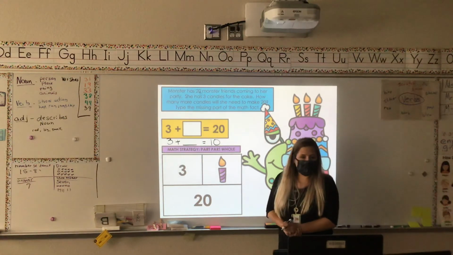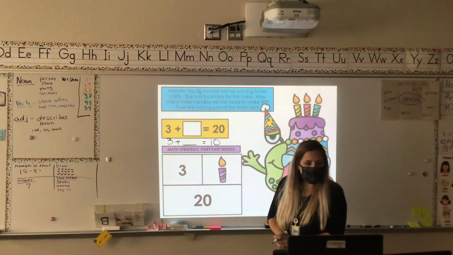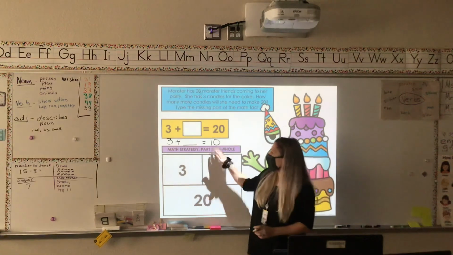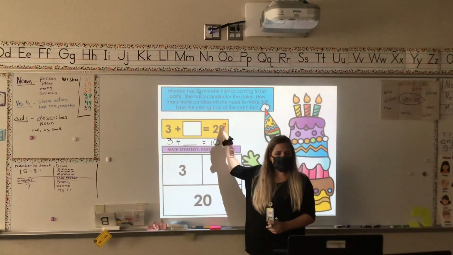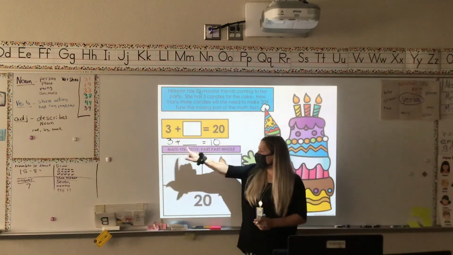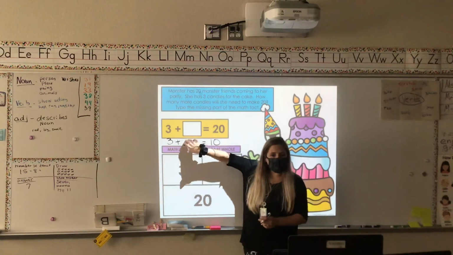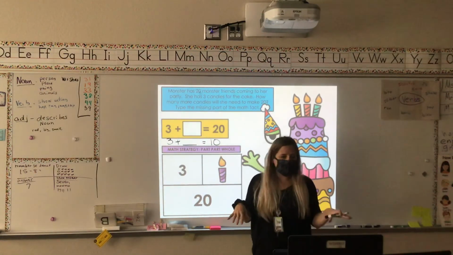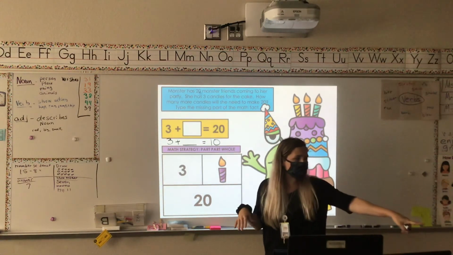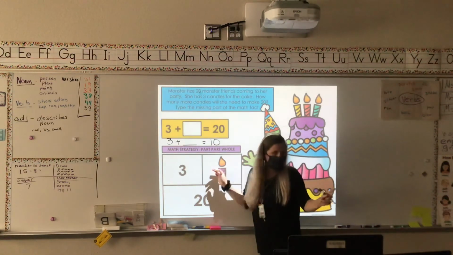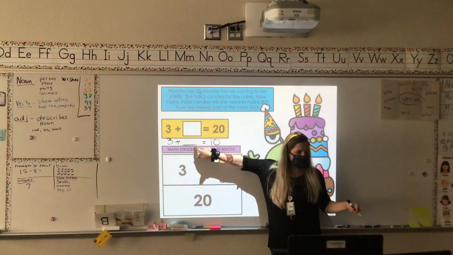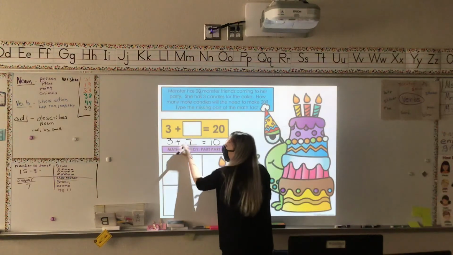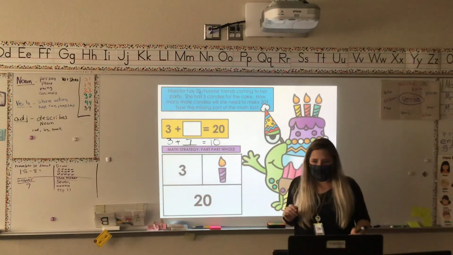Add 10 to that. Alright, where do we add our 10? Before we answer, I want to do this strategy of making a 10. Okay, we're making a 10 to make 20, right? 3 plus blank equals 10. What is my missing part for that problem? Who can raise their hand and tell me what's the missing number? 7, okay? Alright, so 3 plus 7 equals 10, right?